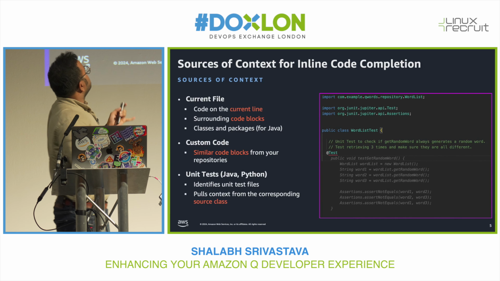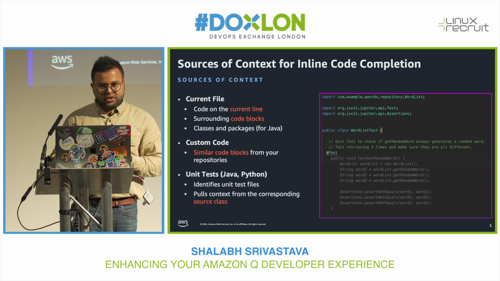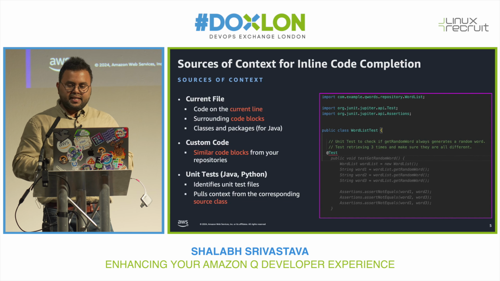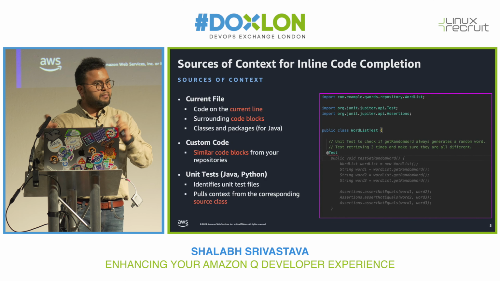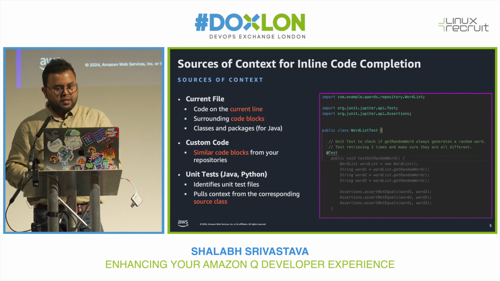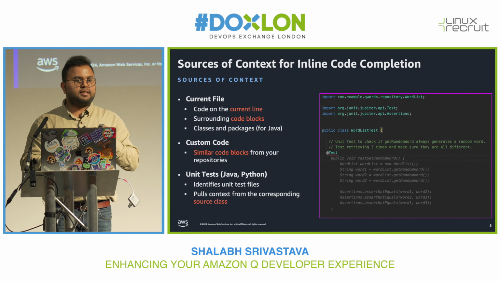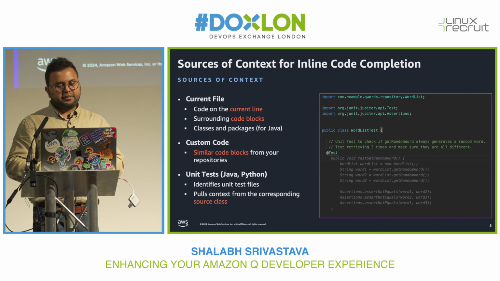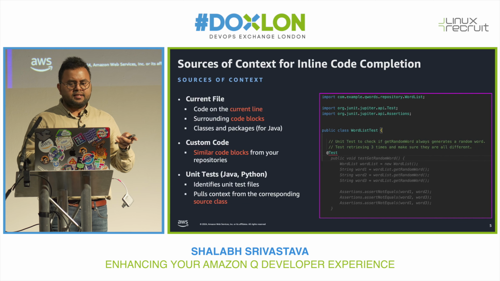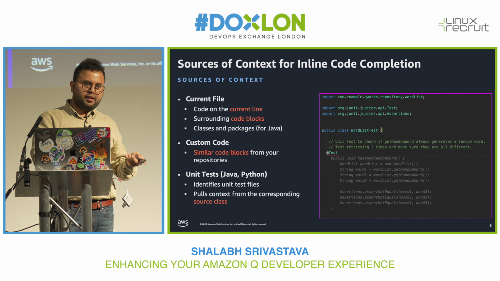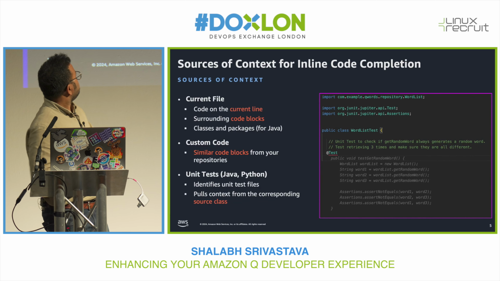Cool. Some of the sources for context in inline code completion: it analyzes your current file, the file you're working on, and it checks the surrounding blocks as well as specific classes and packages, for example, if I'm working with Java. It also checks for custom code as a context, and it can find and use similar code blocks from the user's own repositories. And for unit tests, it identifies the test files as well as pulls in the symbols and context from the corresponding test cases. So it analyzes your entire workspace to give you the recommended options as suggestions.